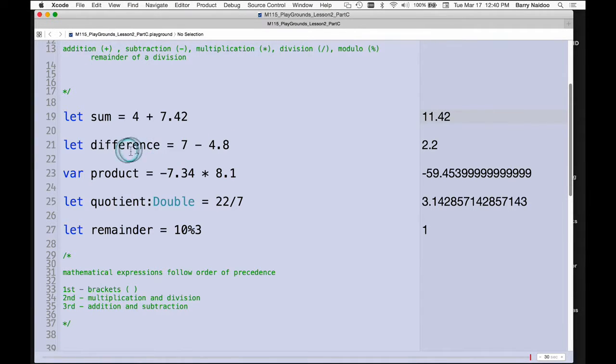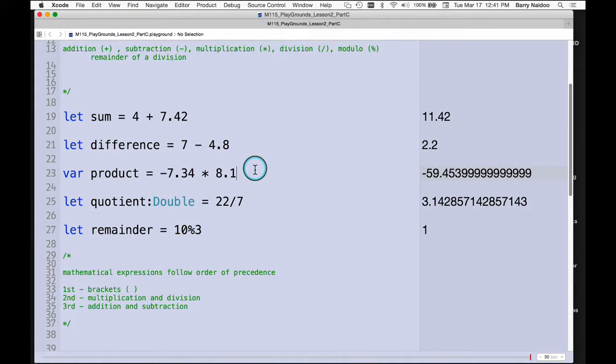Let's take another example. If I want to do a subtraction or find the difference between two numbers, I'm now defining a constant whose name is difference. I'm taking an integer 7 minus a double 4.8. The answer is going to be 2.2, which is a double, and it's then going to take 2.2 and put it into this constant called difference, and it's going to infer that the type is double.